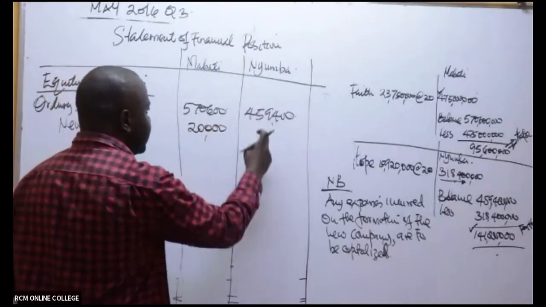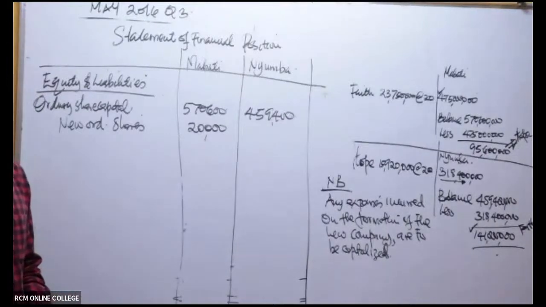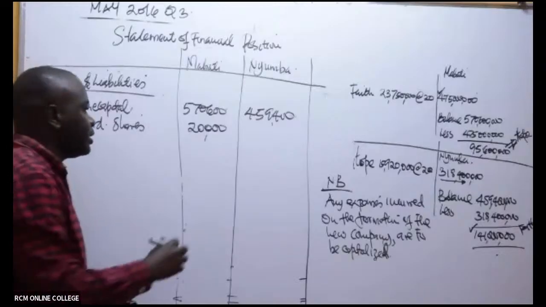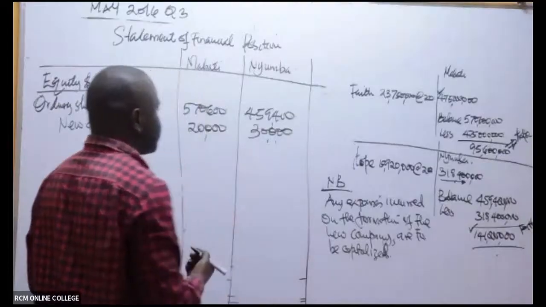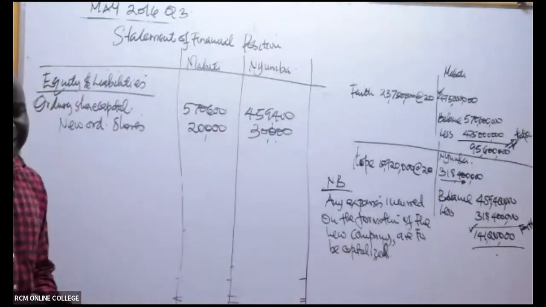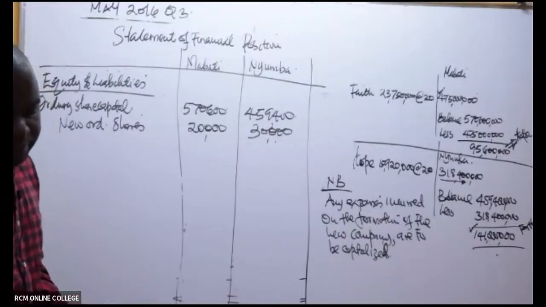What about for nyumba? It was how much? David, you are so quiet today, you are not saying anything. 30 million. It was actually 30 million. So that is, of course, the new equity that is actually in the business.